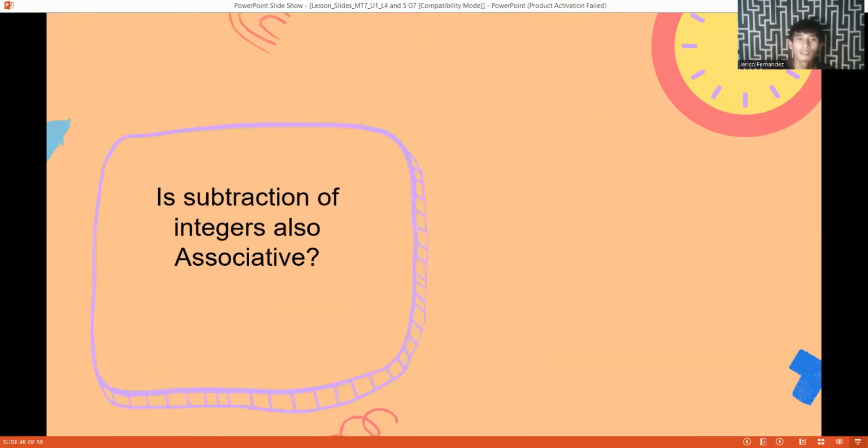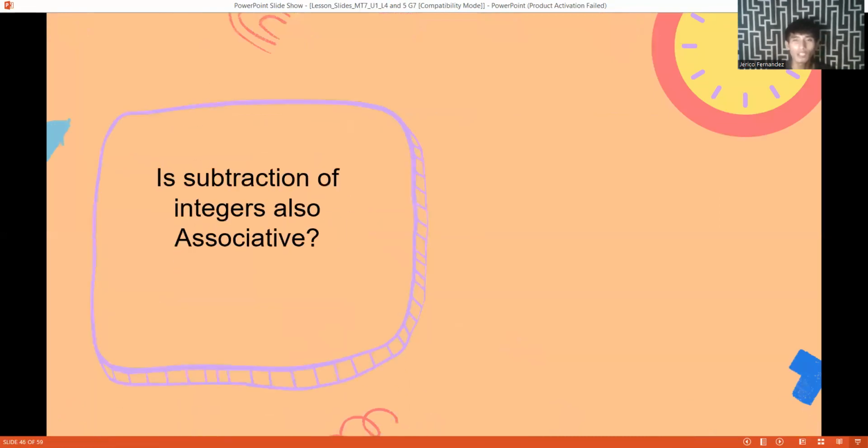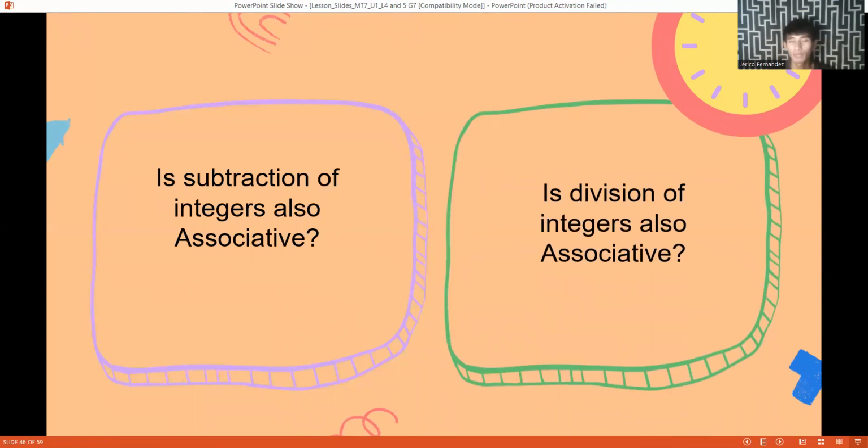Now, is the subtraction of integers also associative? Pwede ba maggrupo-grupo tapos minus-minus? Sa division ba? Pwede kaya maggrupo-grupo and then divide-divide? Okay, so hindi rin po sila associative. So lahat ng commutative pwede maging associative.